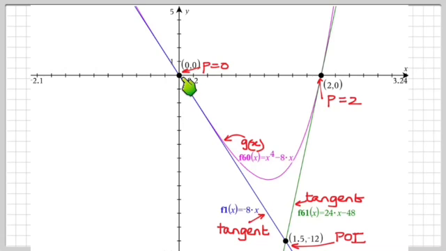You see? So there are our two values of p. P is 0, p is 2. It just so happens that for g of x, the x-intercepts are x is 0 and x is 2, and here is the point at which those two tangents intersect. Okay? So that's it, guys. We survived, and how.